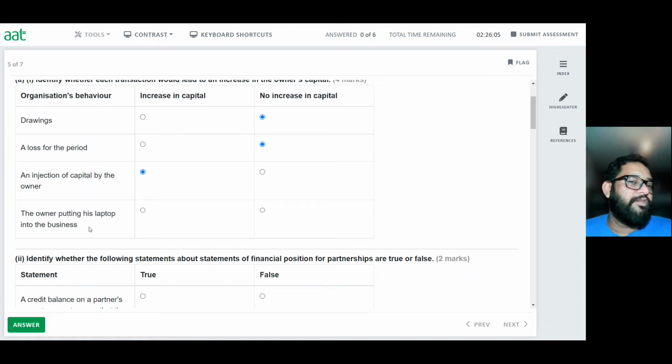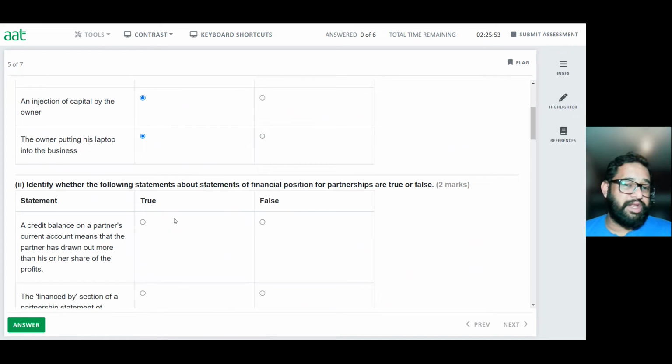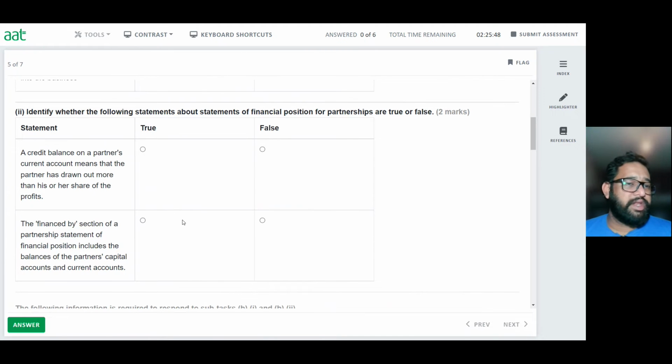Therefore, the value of the laptop will be assigned to your capital account as well, because you didn't buy that via the business, the owner gave you that instead. You're buying it outside, so it will obviously class as a capital injection. So now let's look at the next one.